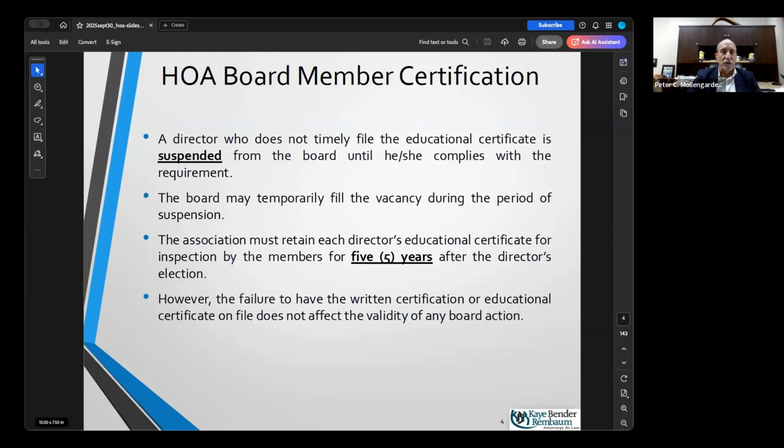These certificates that you're going to get today, the Secretary of the Association must maintain in the association records for 5 years. So even if you're on the board for 3 days, the certificate is kept for 5 years. Now, one thing to keep in mind though, if a director inadvertently is not certified and doesn't have the written certification, that doesn't negate actions done by the board, even though the director wasn't certified at that time.